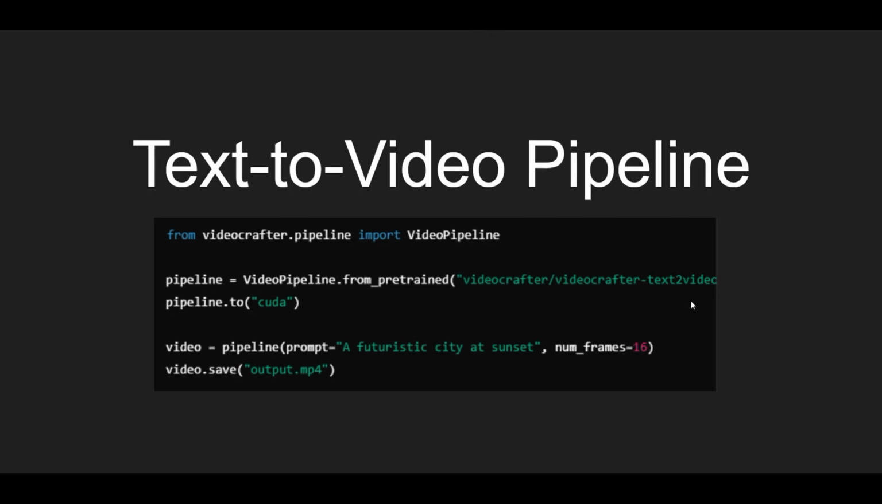So let's talk about the core components of this GitHub project. First, the text-to-video pipeline. The core pipeline in scripts text_to_video.py allows you to generate videos from textual descriptions. Here's a quick snippet. This code initializes the pre-trained model, processes the text input, and outputs a video file.